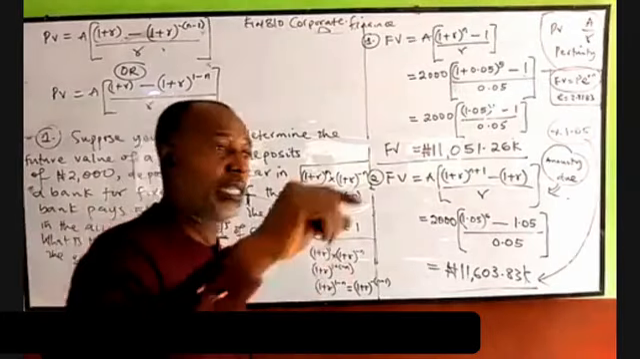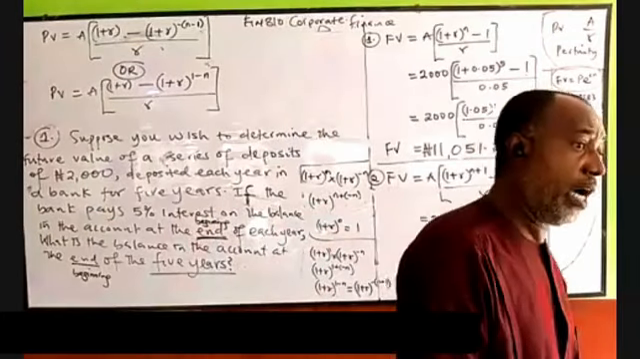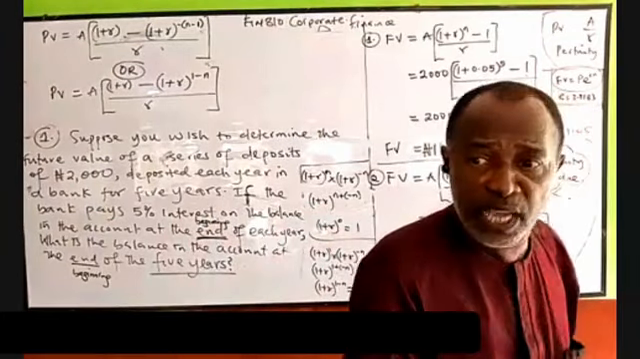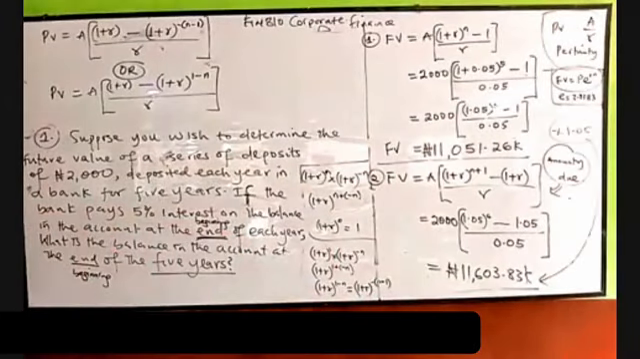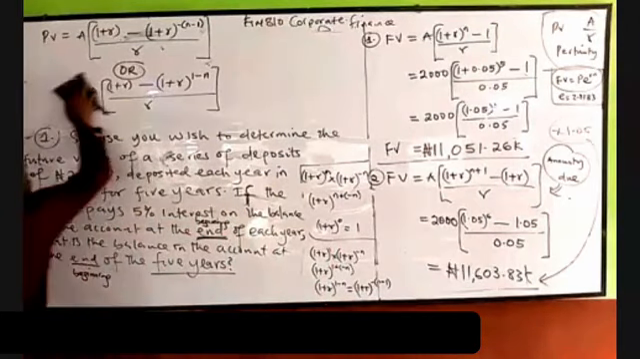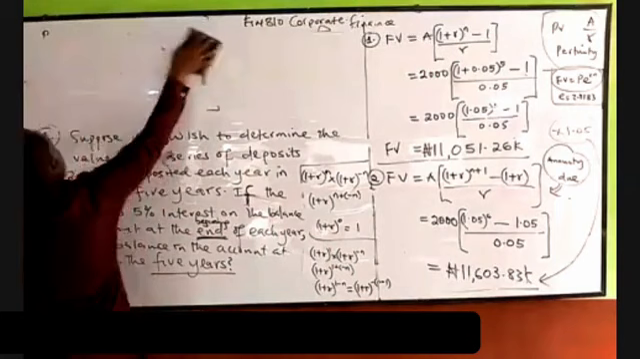That means we also look at present value of annuity due. But this one is an ordinary annuity, because I mentioned payment at the end. So don't forget, you read the question very well.